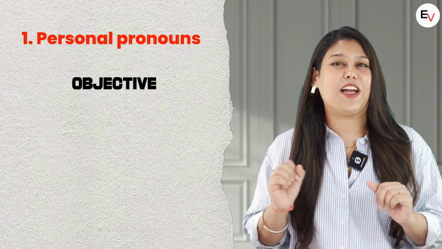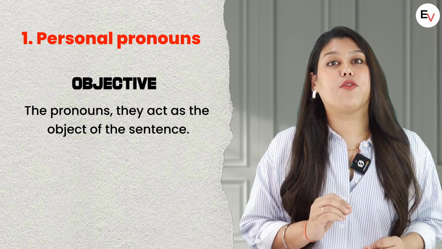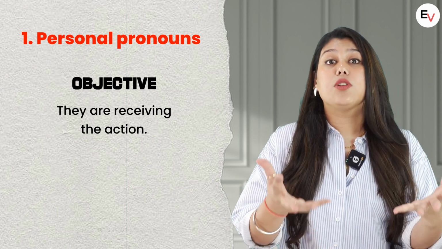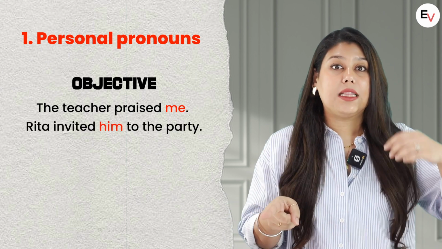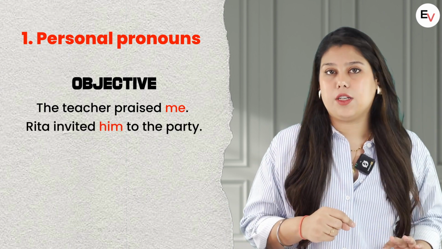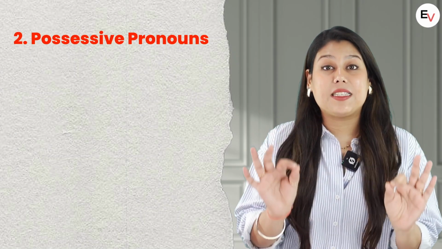Moving on to objective case. Now over here, the pronouns, they act as the object of the sentence. It means that they are receiving the action. For instance, the teacher praised me. Rita invited him to the party, or the gift was for them. Simple? Moving on to possessive pronouns.